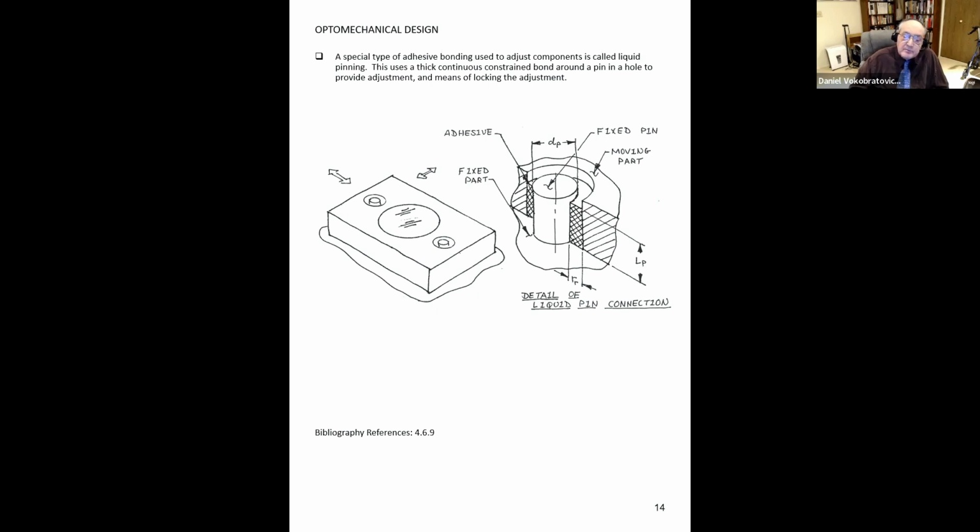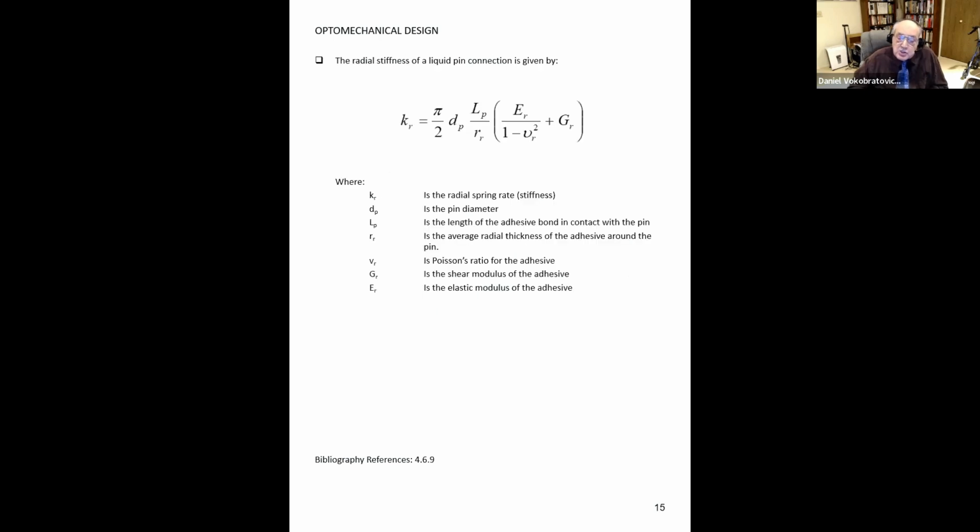The next slide shows the engineering part of a liquid pin connection. I've just shown you in a schematic form how you do it. Now let's get down to the nitty-gritty of how we would design a liquid pin connection. Obviously, when we design such a connection, we are concerned about its stiffness, K sub R, the radial spring rate. Interestingly enough, that spring rate does not change even when the pin is decentered. I don't have time in this webinar to talk about that, but it can be shown that even if the pin is decentered, the spring rate remains constant.